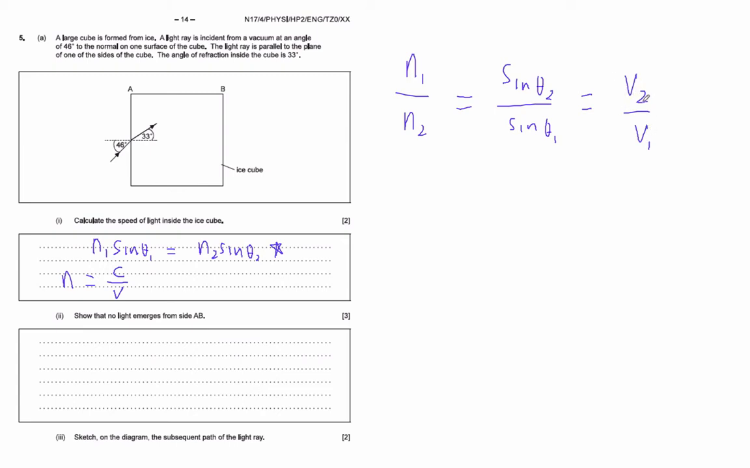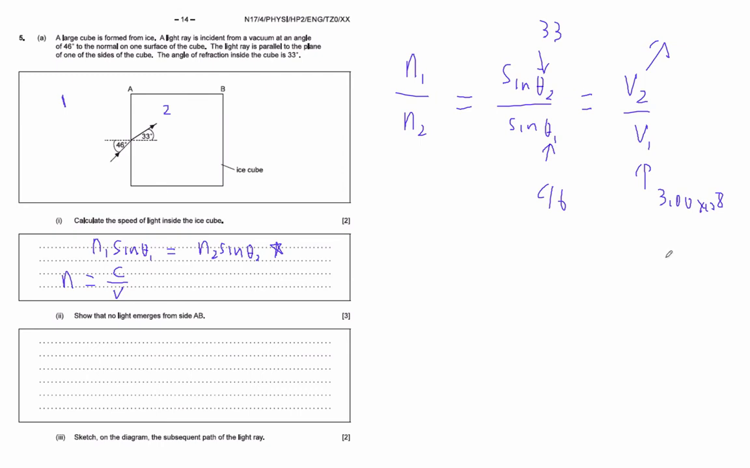Vacuum, you could go, this is 1 and this is 2, right? And you could say this is theta 1 is 46, theta 2 is 33, v1 is the speed of light, so 3.00 times 10 to the 8th. v2 is what you're trying to solve for, okay? And the answer is between 2 and 2.5 times 10 to the 8th meters per second, okay? So whichever way you want to do it, okay?